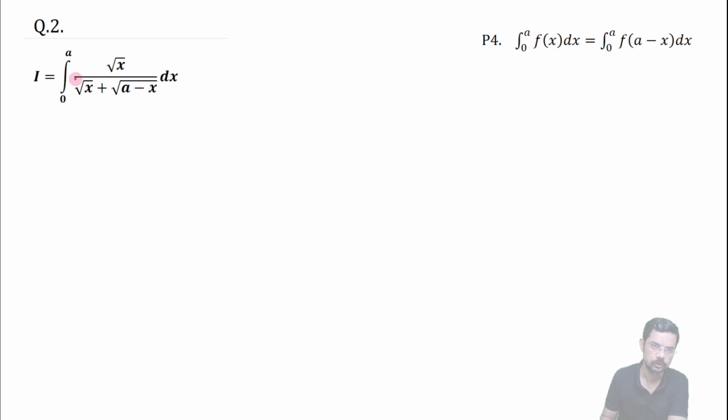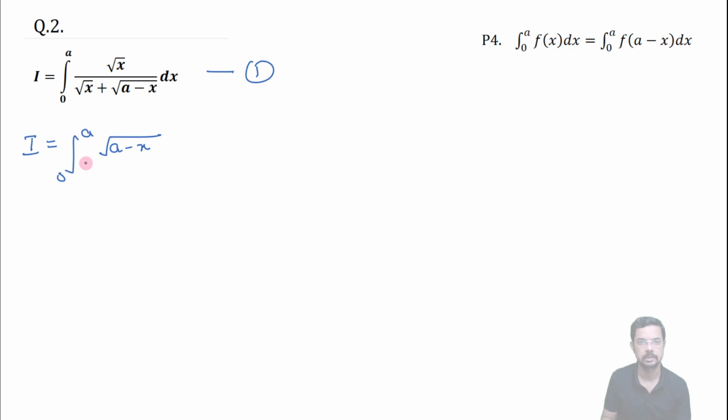Question number 2. Here also we replace x by a minus x. So it is the integral from 0 to a, and we replace x by a minus x, and let us see what happens. It will be equal to the same integral from 0 to a, with x replaced by a minus x. So a minus x, this is your first equation, divided by root of a minus x plus root of x. This can be considered as the second equation.